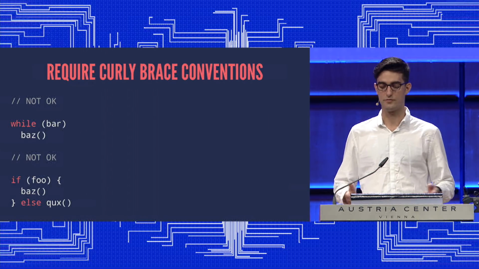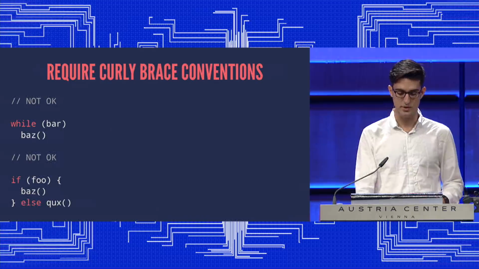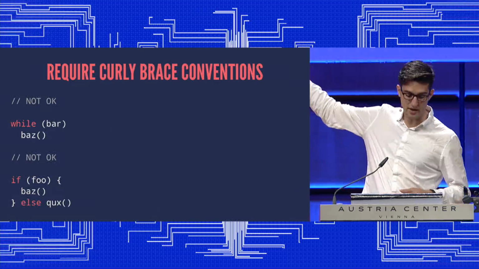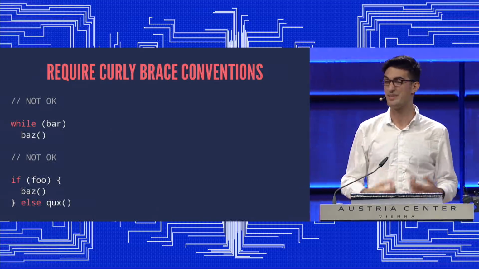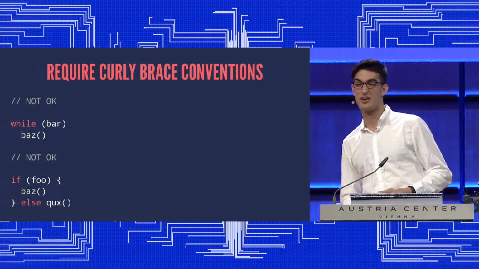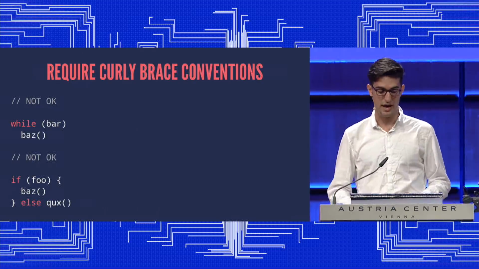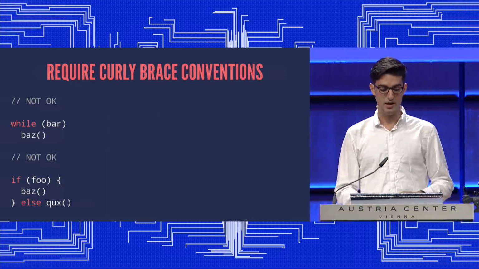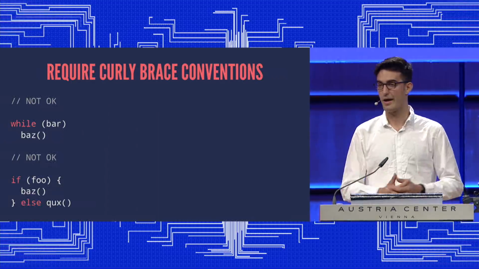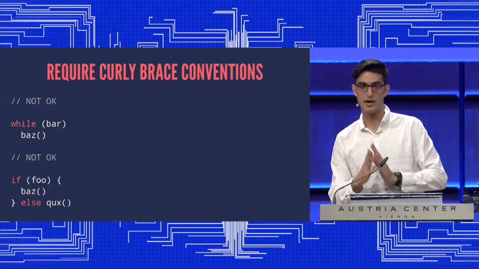So we can, again, lint for this. So it's not necessarily incorrect. This first while statement here is not necessarily wrong. It's just risky, because somebody might come along later and add a second expression after that baz function call, and think that they're including it in the body of the while loop when they're not.